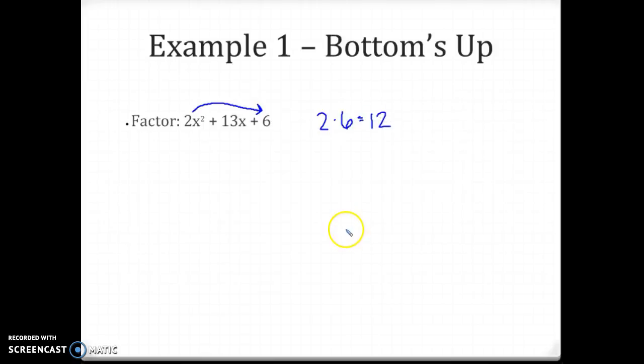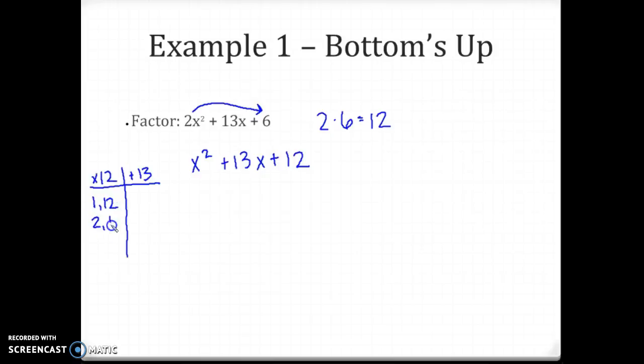That's step 1. Step 2, I'm just going to rewrite it and move that 2 to make it part of 6. So now I have x squared plus 13x plus 12. I temporarily moved a and made it part of c. Now this I can factor. I want to find numbers that multiply to 12 and add to 13. My factors of 12 are 1 and 12, 2 and 6, 3 and 4. 1 plus 12 is 13, 2 plus 6 is 8, 3 plus 4 is 7, so my winners are 1 and 12. So I'm going to make my parentheses and have x plus 1 times x plus 12.